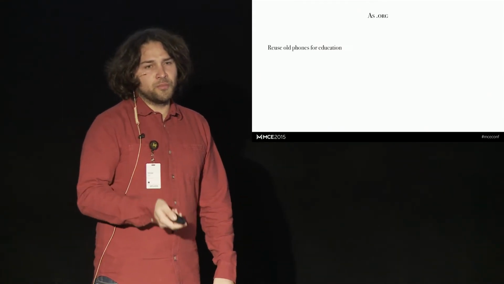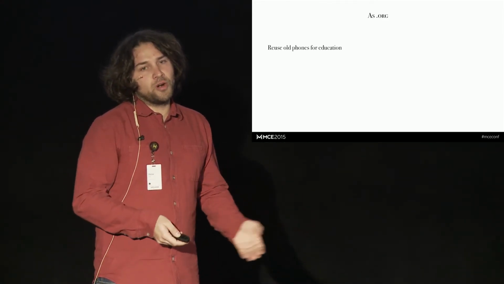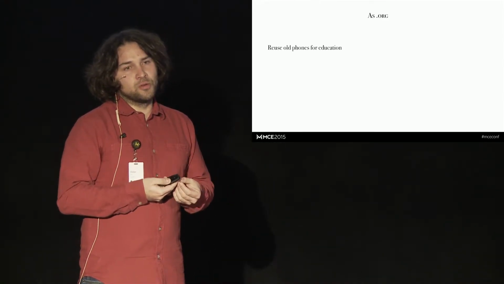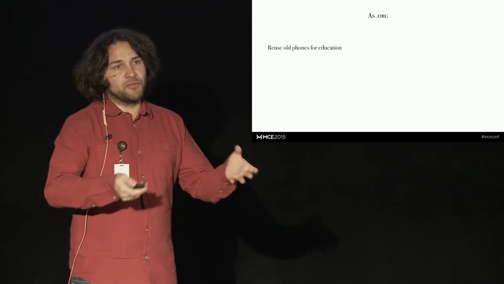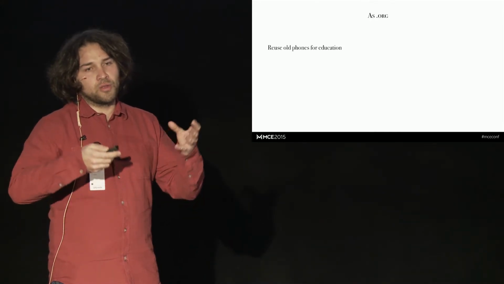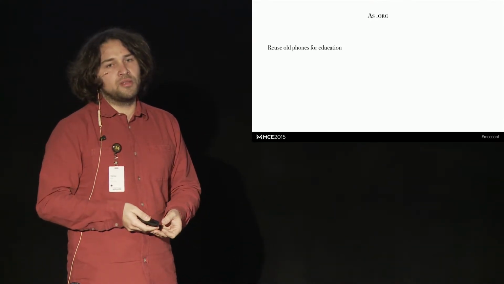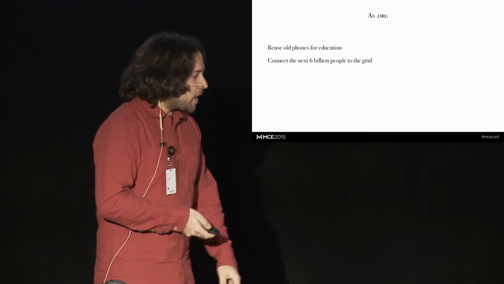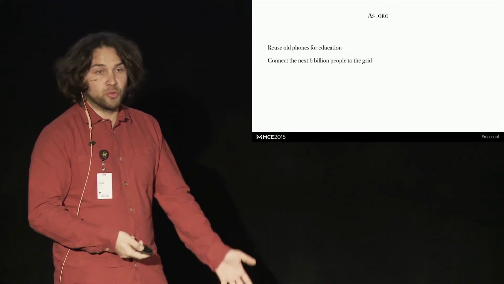And I think this is important because we could just get our old phones donated to schools, where most of the time public schools don't have enough money. And then you can be teaching kids how to experiment, how those devices work, or even break them to see how things are inside. Another thing that might be interesting for organizations is to try to connect the next 6 billion people to the grid.